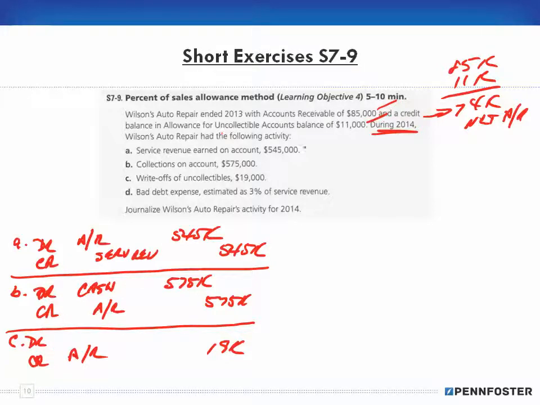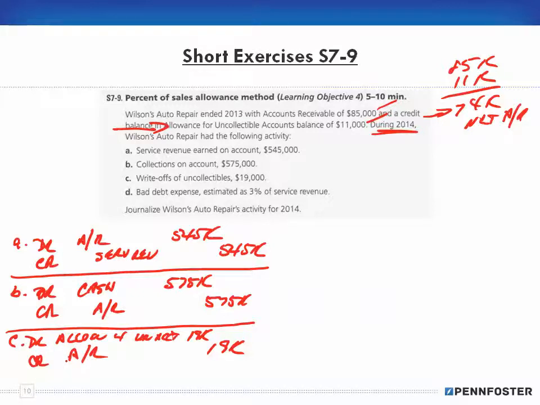And if debits have to equal credits, then what account am I going to use? Well, because we're not using the direct write-off method, we're using the allowance method, which we're being told here in the data, then that means I would use my allowance for uncollectible accounts, and I'd take that $19,000 and I would debit that account.